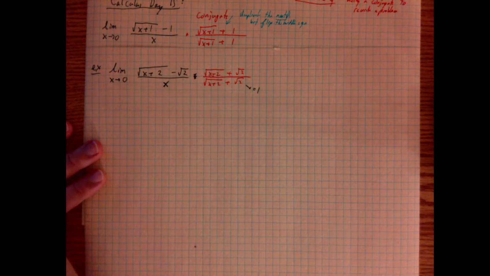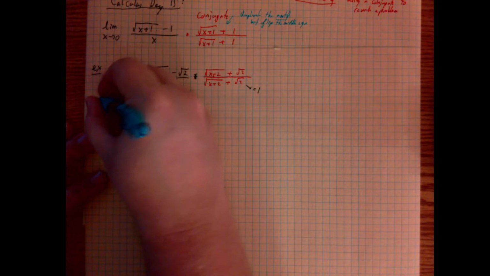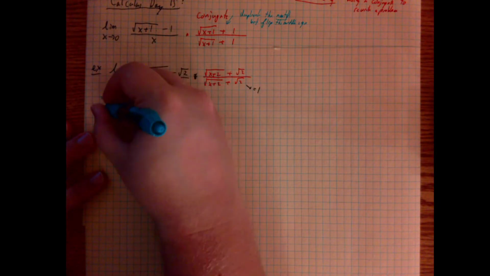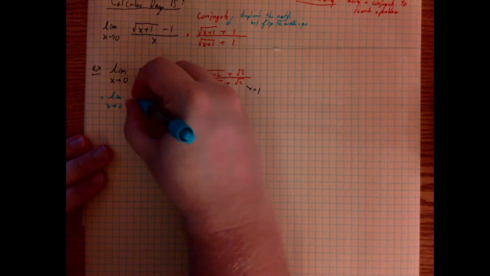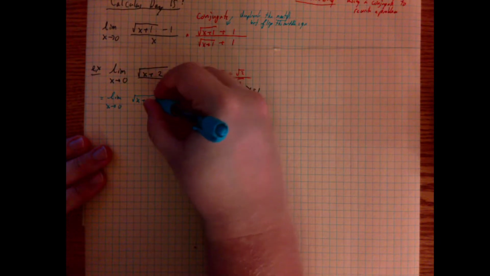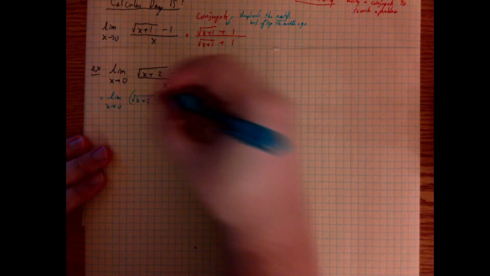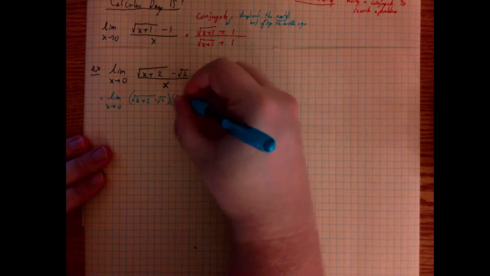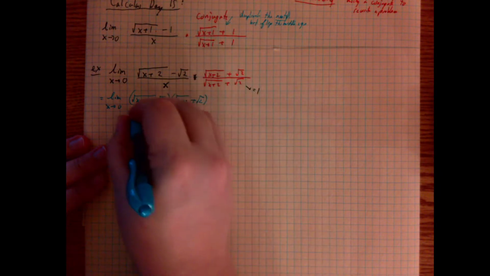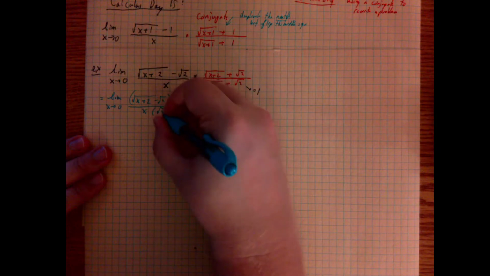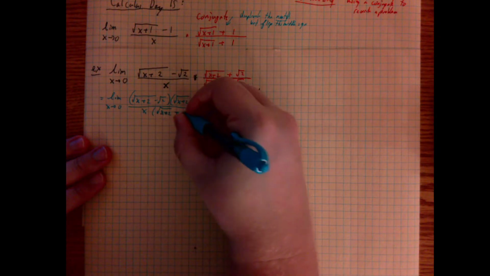Now, what happens? On top, we get the limit as x approaches 0 of square root of x plus 2 minus square root of 2, that's our first piece, times our second piece, square root of x plus 2 plus square root of 2, all over x times square root of x plus 2 plus square root of 2.